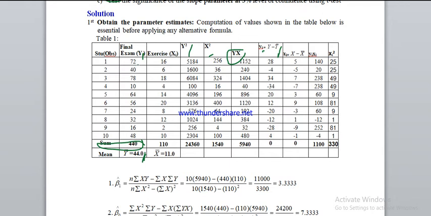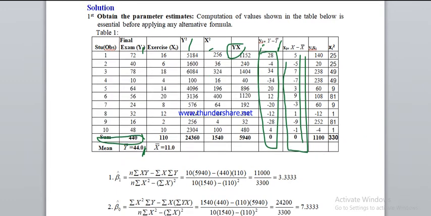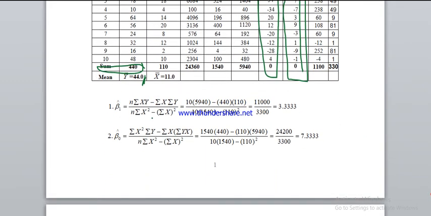When we subtract the mean, the deviation of each value from the mean is this one. This is the case of y. Similarly, this is the case of x. Here also you can get the deviation of each value of x from the mean. Once we get this information, the next step is substituting into the formula that we have in the PowerPoint lecture note.